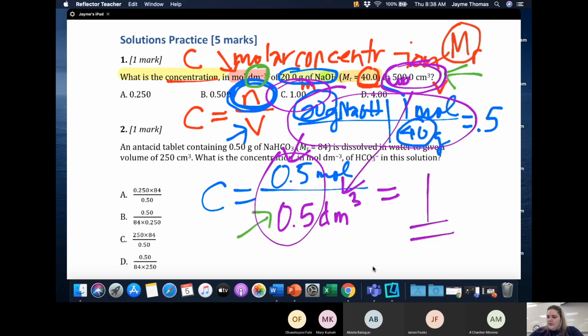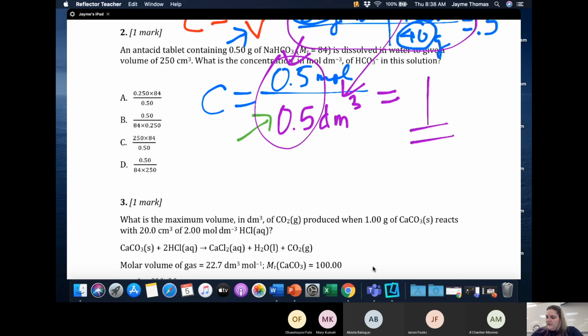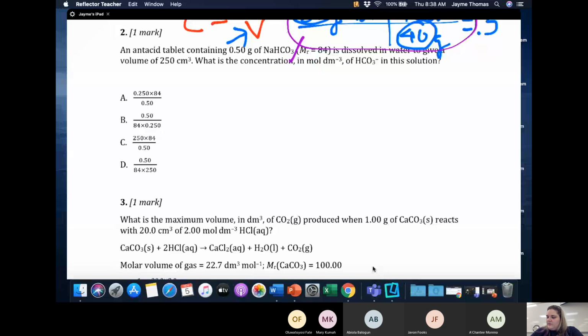Okay. All right, so let me scroll down. I'm going to erase this area here so I can have some room to rewrite.